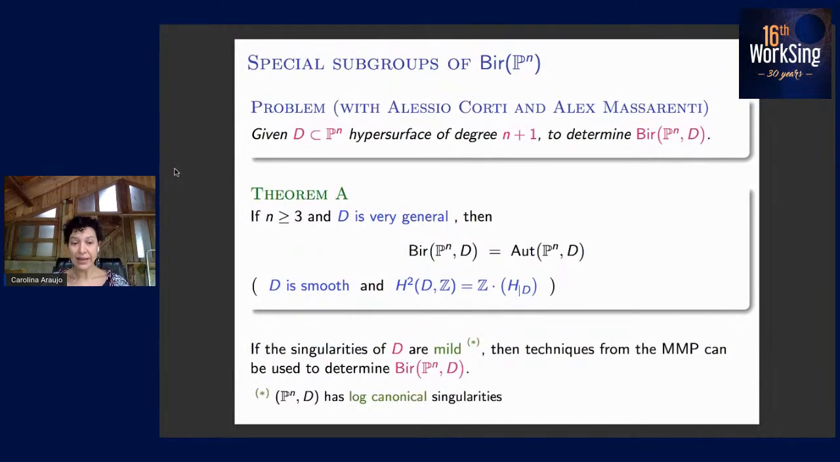And by mild, for those that are familiar with the singularities of the minimal model program, what I mean is that if the pair (P^n, D) has log canonical singularities, then we have a very strong tool from the minimal model program that we can apply in this case. And if the singularities of the pair are just canonical, then we are in a very good shape and the tools work especially smoothly, as I will explain next.